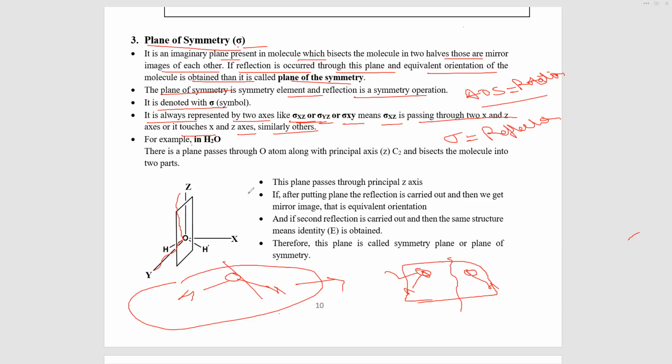For example, in the H2O molecule, we have already understood how the YZ plane is present. So if we talk about the YZ plane of symmetry in the H2O molecule, this plane passes through the principal Z axis. After putting the plane, reflection is carried out, and then we get a mirror image, that is, an equivalent orientation. And if a second reflection is carried out, then the same structure, meaning identity, will be obtained. Therefore, this plane is known as plane of symmetry.